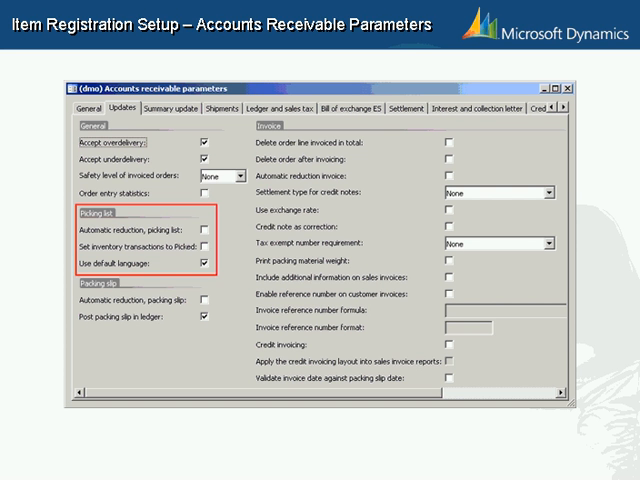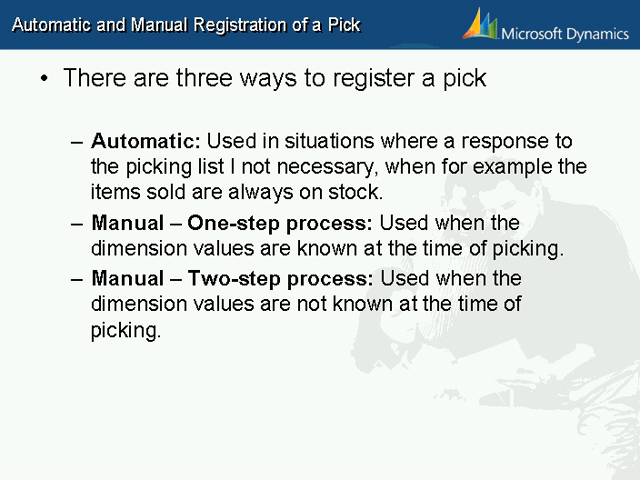Use default language. Use the default language code from your own company information when printing the picking list. So if your default language is English, for example, or another language, and you want to use this language in your picking list, it's necessary to select this option.